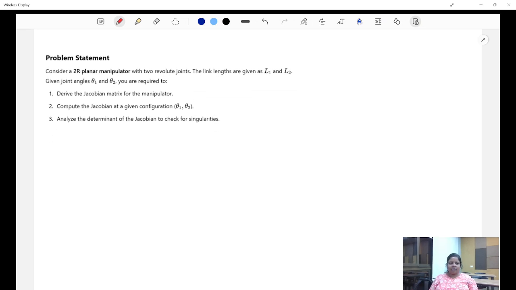We'll consider the following problem statement where you have a 2R manipulator with two revolute joints and the link lengths are given as L1 and L2. We'll take some arbitrary values of L1 and L2. And then we want to derive the Jacobian matrix for the manipulator. In MATLAB, you won't be deriving it by doing partial differentiation. Rather, we will be using a symbolic toolbox. The symbolic toolbox actually helps you in defining a variable as a symbol.